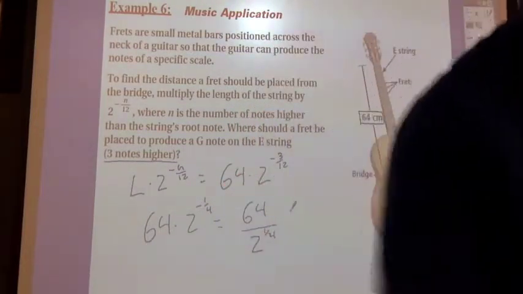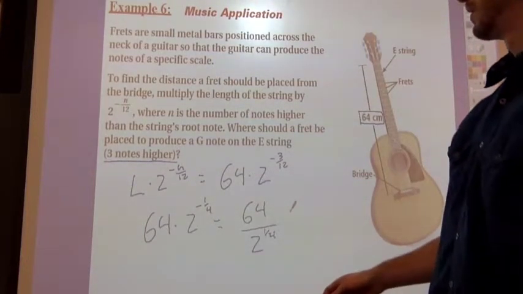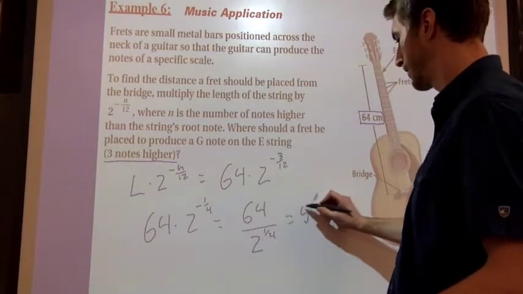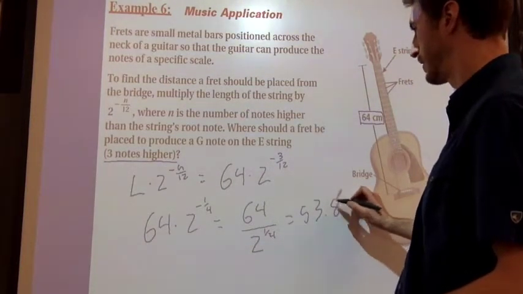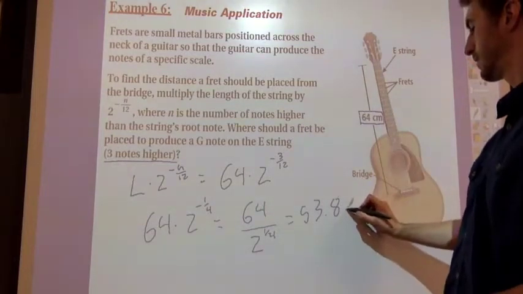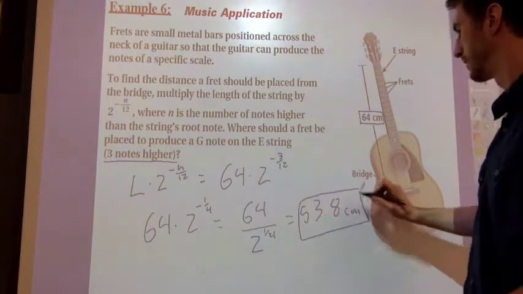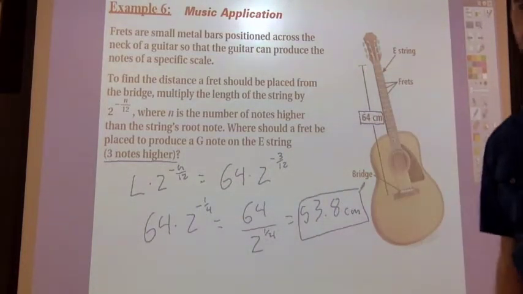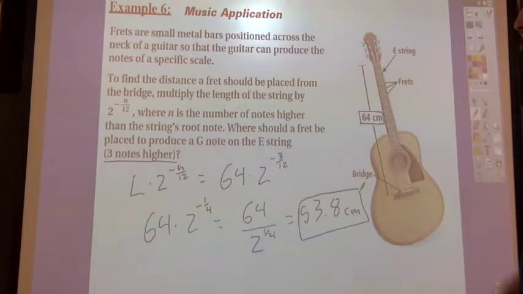And it's 53.8. Does it want us to round? We'll just round to the nearest tenth. So we've got 53.8, and we're in centimeters. Cool. So our whole length is 64, and this is less, so we know that that's good. If it was more than 64, we know that our fret would be way up here, and that would be wrong. And maybe some of you music people out there know what it's talking about with the G note on the E string. Anyway.